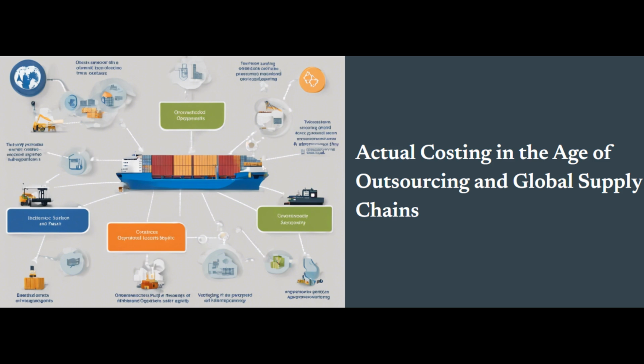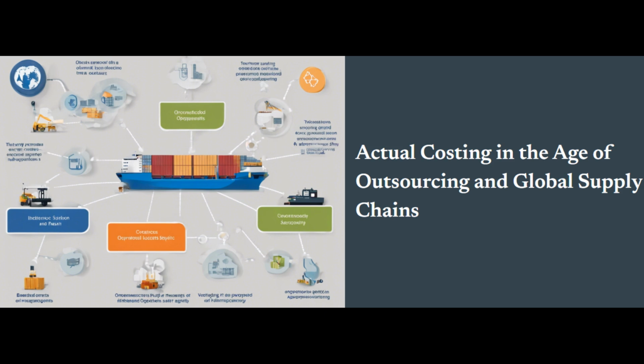The importance of actual costing in global supply chains. Despite the challenges, the need for accurate actual costing in global supply chains has never been more critical. Effective actual costing can provide organizations with several key benefits. Informed sourcing and supplier selection: actual costing data can help organizations make more informed decisions about which suppliers to work with, where to locate production facilities, and how to structure outsourcing arrangements to optimize costs and profitability.